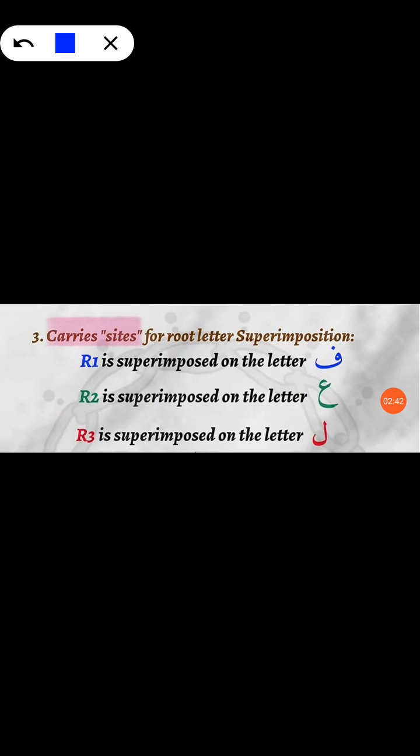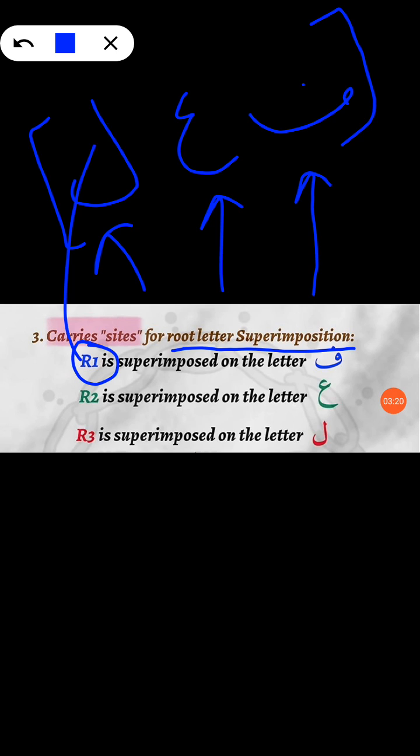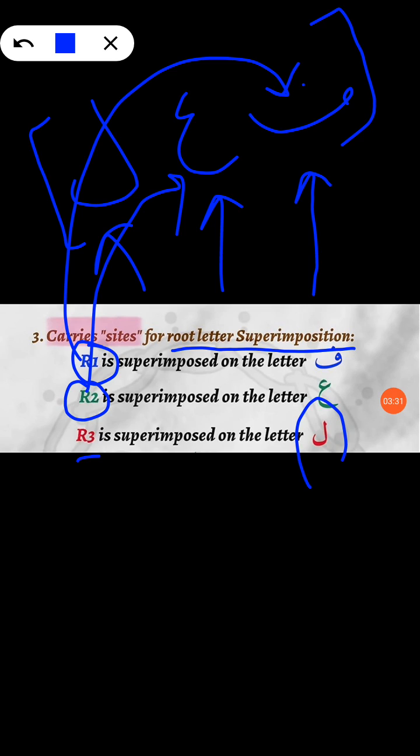Each pattern carries sites for this root letter superimposition, and I told you earlier on that the Arab linguists decided that fa and lam are going to be the standard letters by which you form your patterns. Whenever you see a pattern, simply look for fa and lam. Wherever you see fa, simply replace that fa with the first root letter. Then you superimpose the second root letter on ayn, and the third root letter is something that you superimpose on the letter lam.